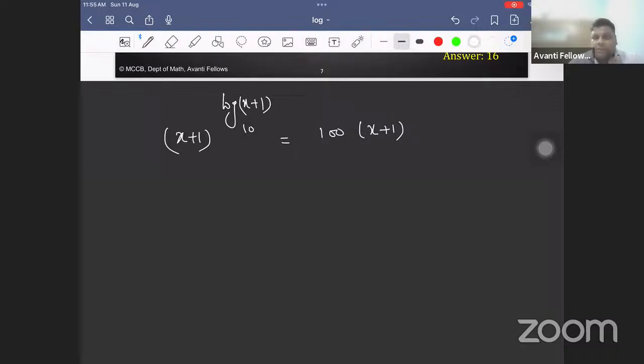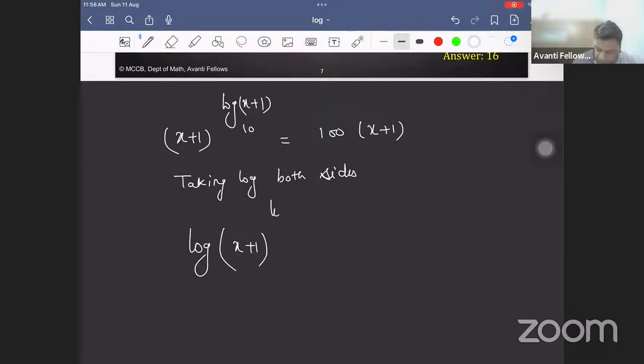It's such kind of question where the base is in terms of x, power is also in terms of x, or here it is in terms of log. What do we do? Taking log both sides. So it will become log x plus 1 raised to the power log x plus 1 base 10 is log 100 times x plus 1 base 10.